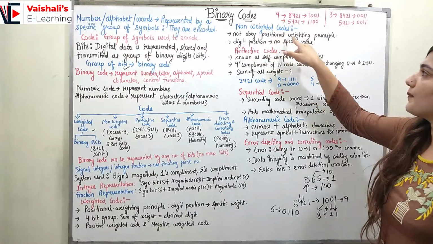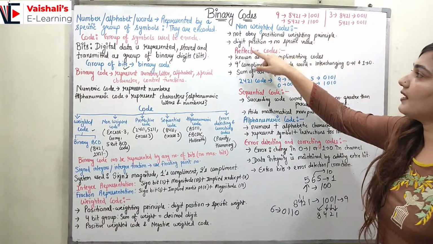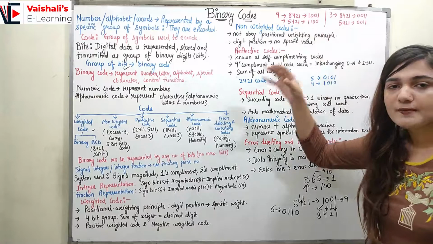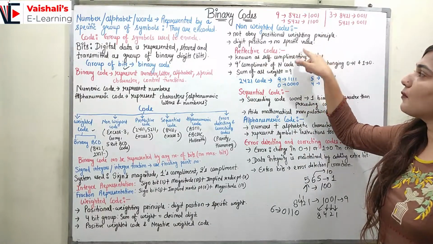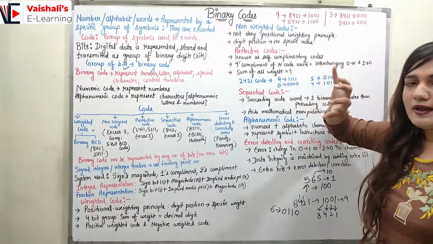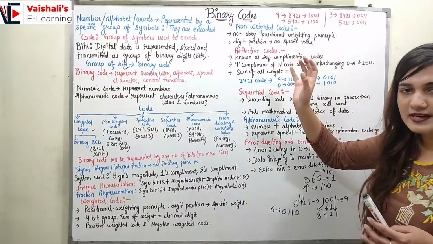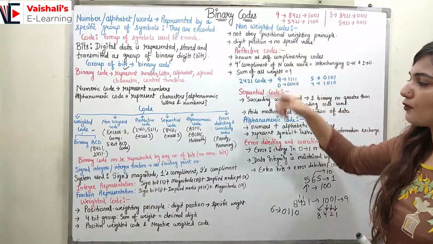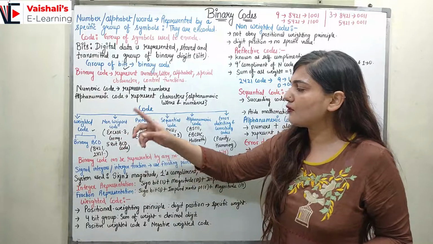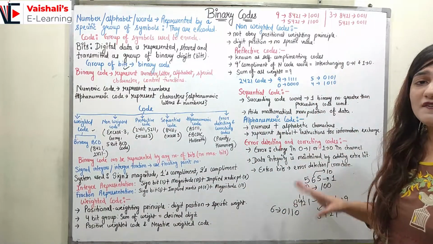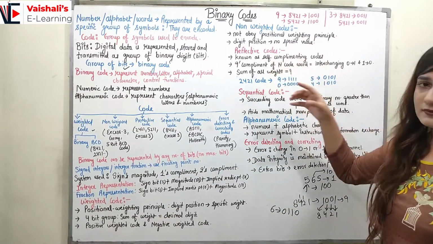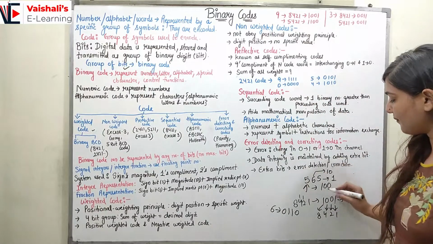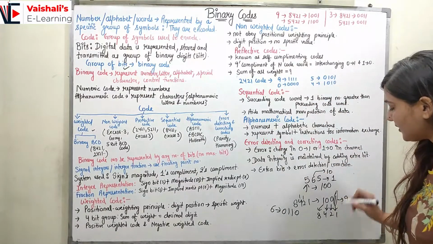So now coming to the non-weighted code. Non-weighted code does not obey the positional weighting principle and the digit position will not be having a specific value, right? So we can have any representation in the non-weighted code, like we have Excess-3, Gray code, 5-bit BCD code, all of them are non-weighted code. At every position, like here I was specifying at this position the weight is 1.